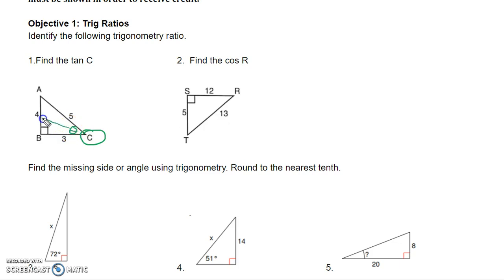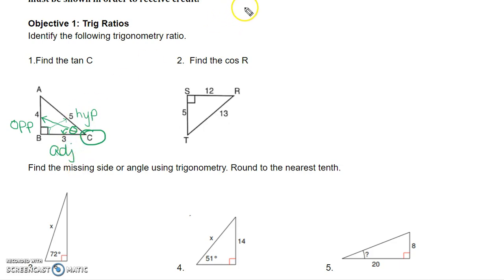And directly across from that angle is 4, and 4 is going to be my opposite side, so I always want to go ahead and label those. Here's my right angle, so my hypotenuse is across from the right angle. So there's my hypotenuse, and that leaves 3, which is right next to the angle, the adjacent side.